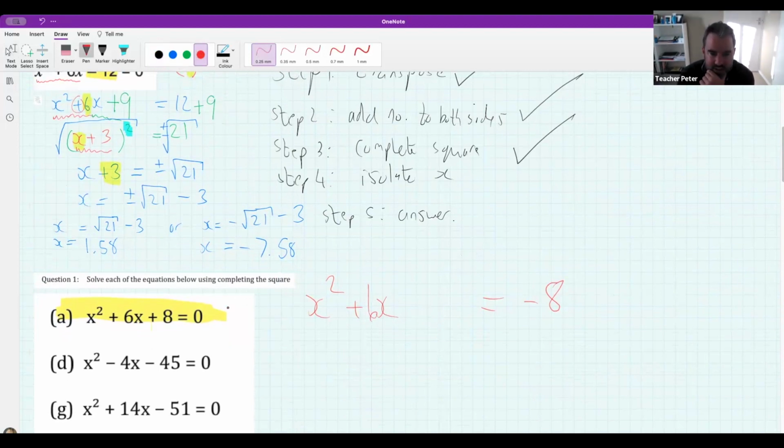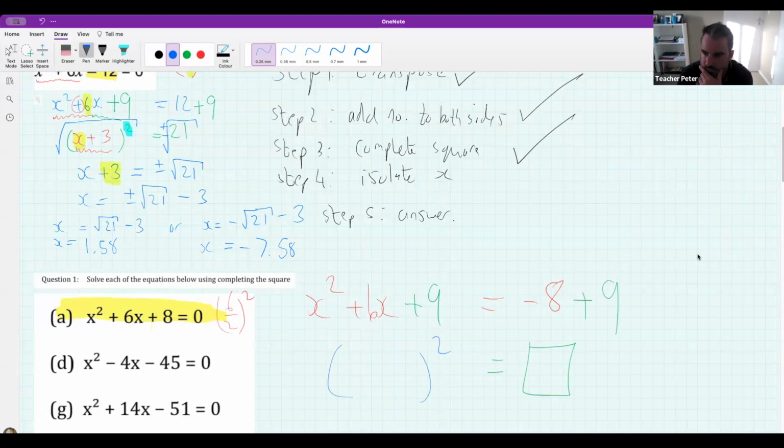And I think the next step is to go 6 divided by 2, and I get 3, but then I need to square that. So what is that? That's 9. So I'm going to add 9 here and add 9 there. Now, what is my number on the right-hand side going to be then? And what is my square on this side going to be? Because I know it's going to be a square. Pop your answers in the chat.